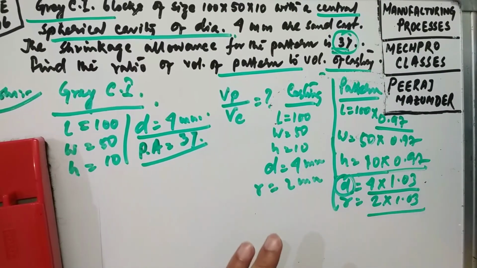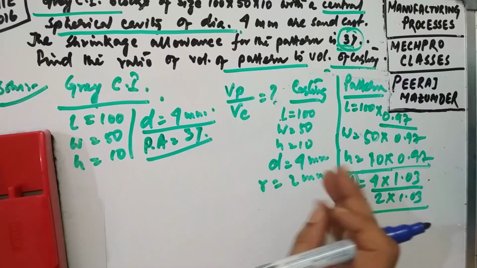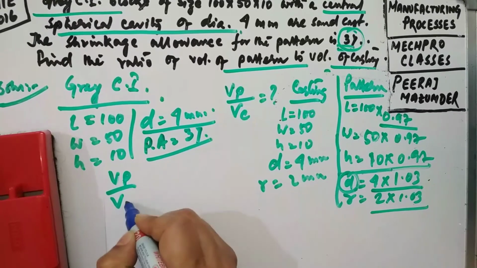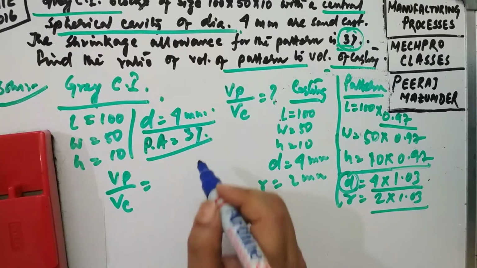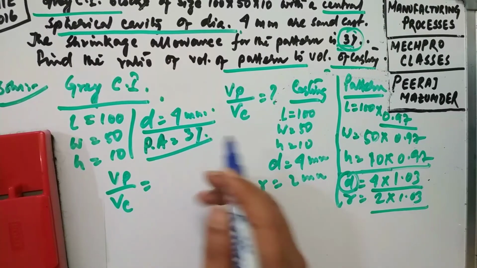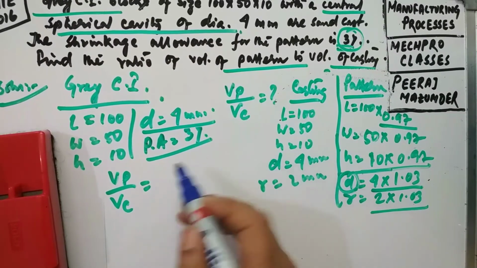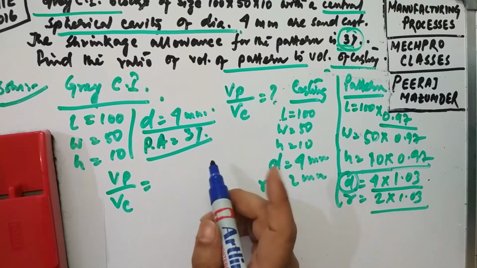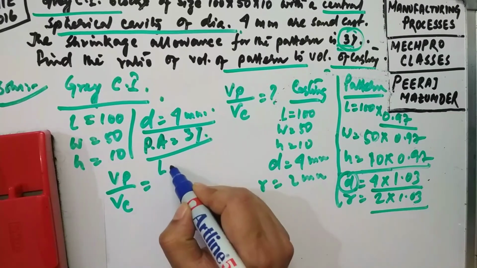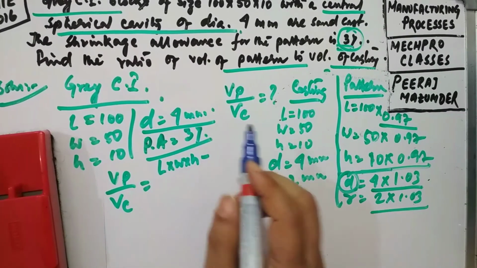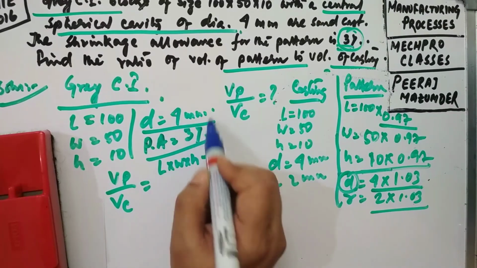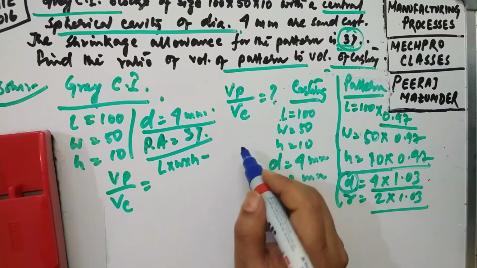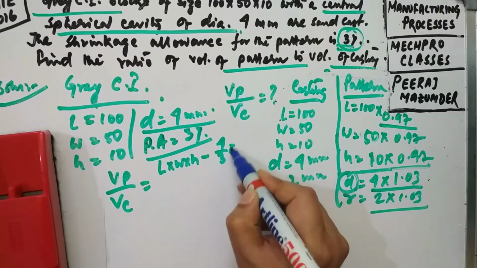If you understand this much, you have solved 90% of the problem. Now simply you have to find Vp by Vc. This is very simple school-level mathematics. The volume of pattern by volume of casting. It is a hollow casting, so keep that in mind. So volume will be length into width into height, minus the inner hollow part, which will be 4/3 pi r cube, the spherical part.